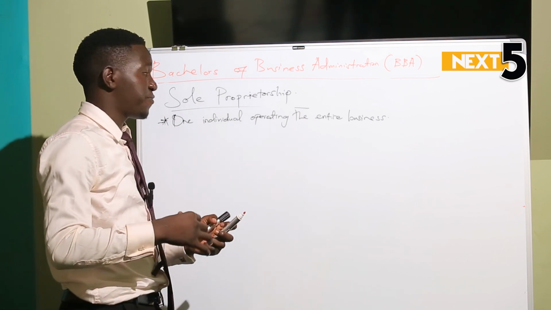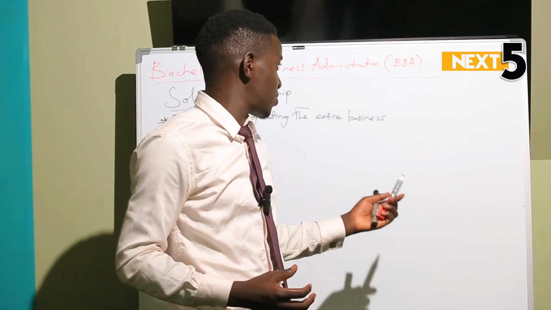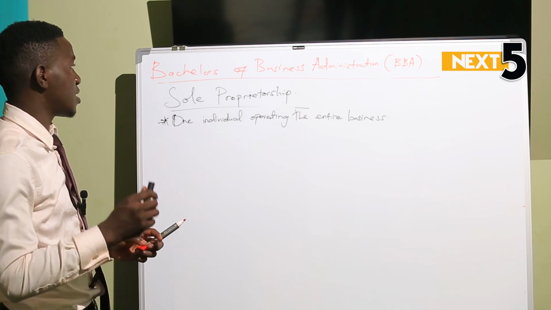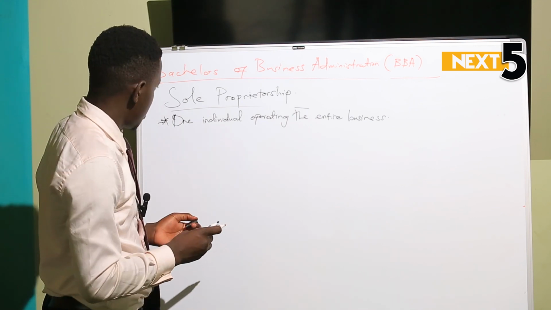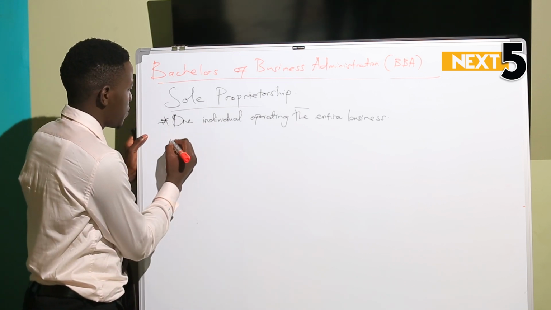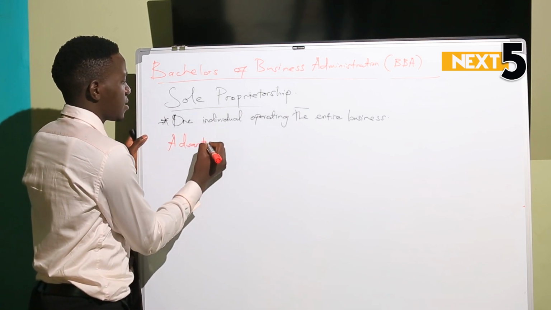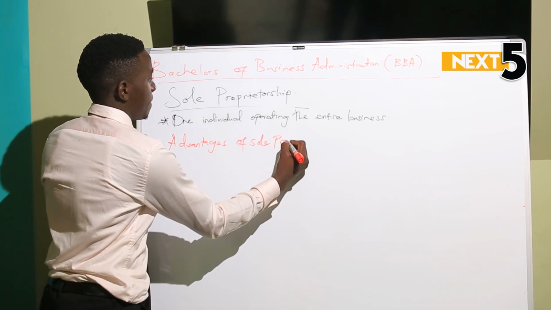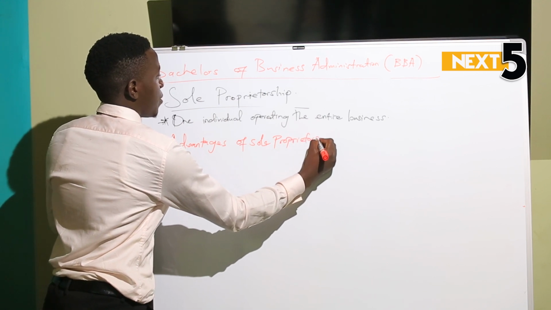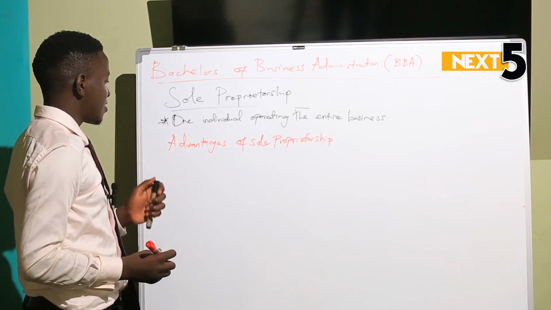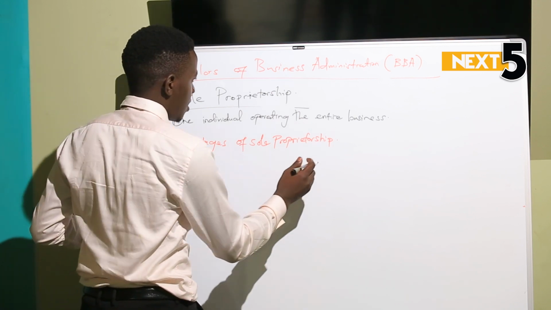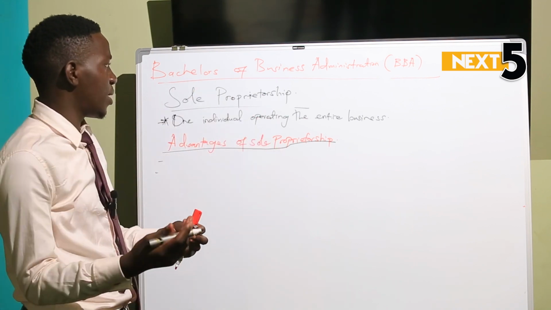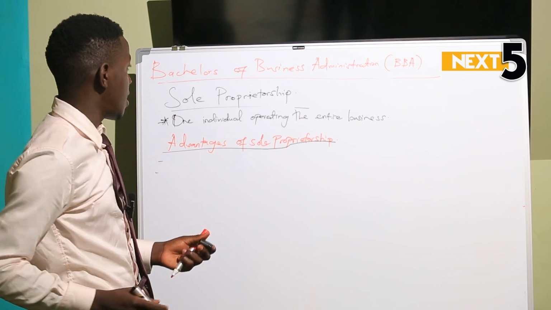Of course, this should come with different advantages and disadvantages, as we are going to look at them below. So we want to look at some of the advantages that come along with one individual operating the entire business. So I want us to look at a few advantages of sole proprietorship. So under this, I want us to see what are some of the benefits that come along with one individual operating the entire business.